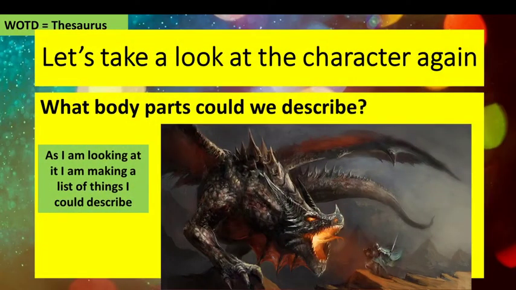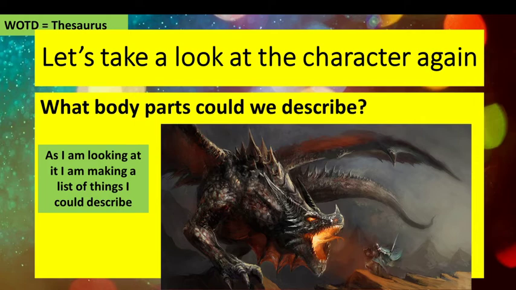So let's look at our character again. We're going to be thinking about what body parts we could describe. As I'm looking at this, I've got a bit of paper next to me and I'm going to be noting down a list of things that I might be able to describe. So I might start at the tip of its nose and look at its flaming nostrils or this razor sharp horn or spike that's on the tip of its nose.